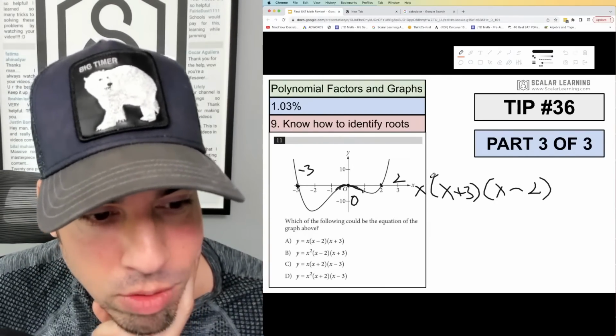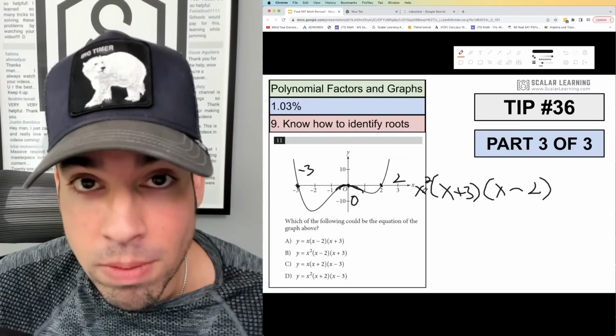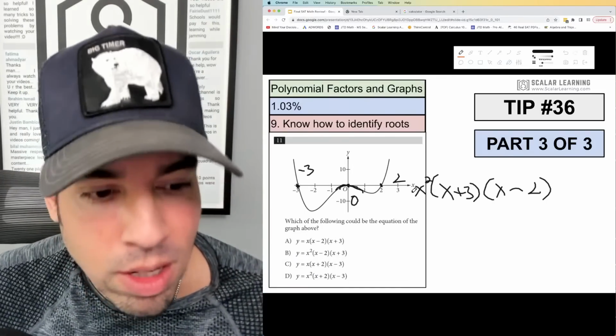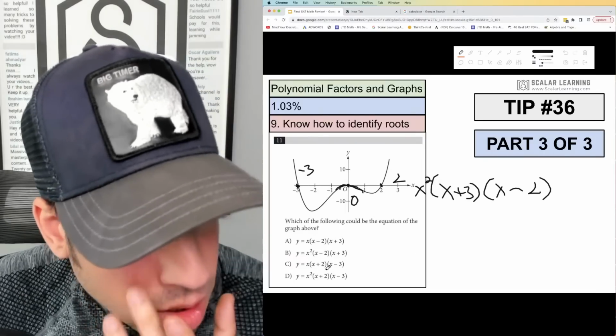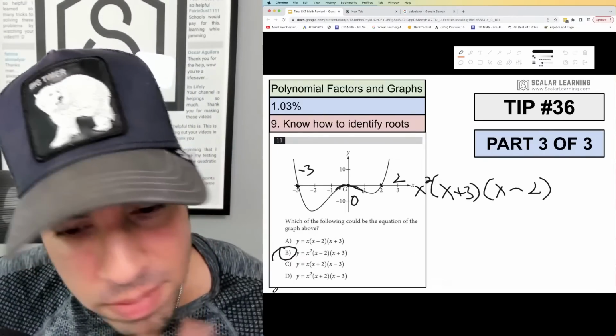And then since it's x minus 0, which is just x. But since it's a bounce, that x should be to the second power. Okay? Or to the fourth or to the sixth, but it's probably going to be squared. And that gives us b. That's it.